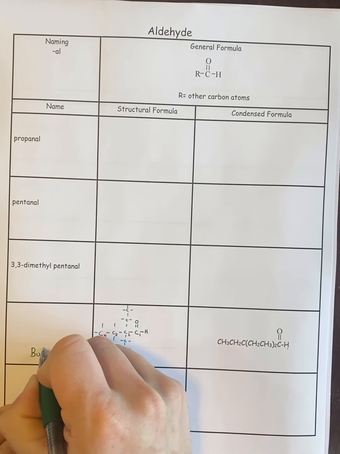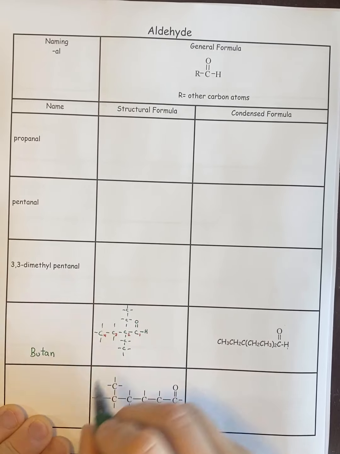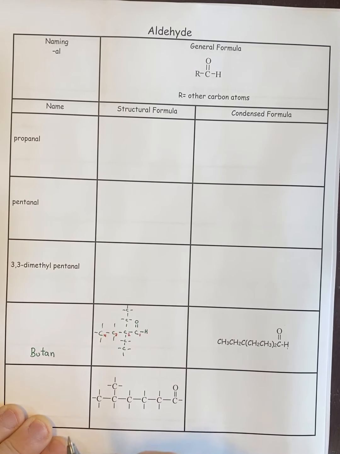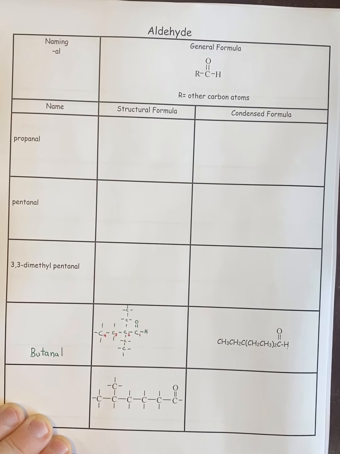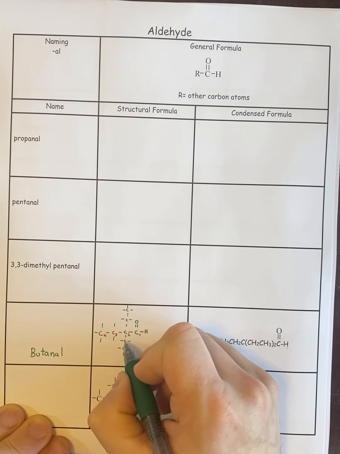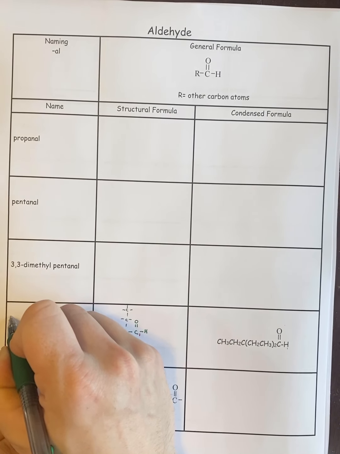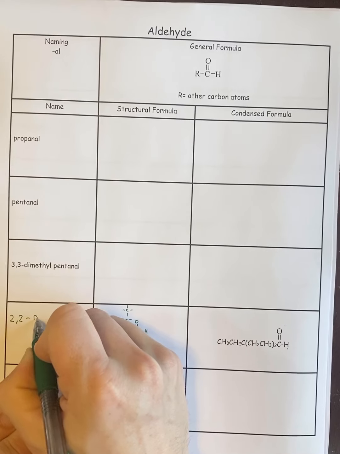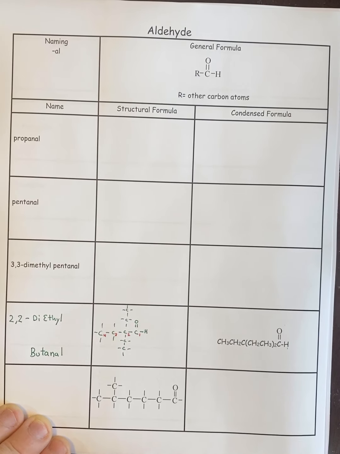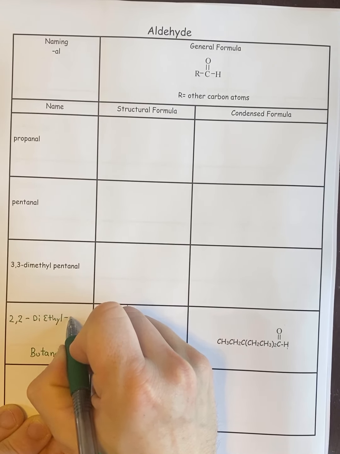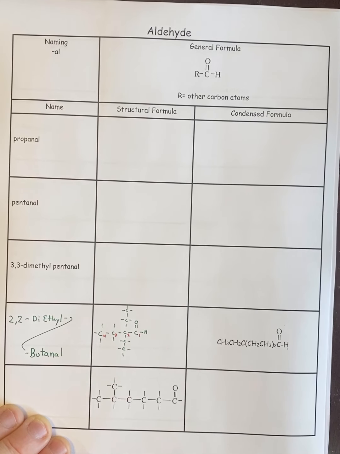It would be butane if it were just 4 carbons in a row. But for the aldehyde, and I get this off table R, I drop the E, I add al, so butanal. It doesn't need a number because aldehydes always have to be at the end of the chain, so that's never going to get a number. No aldehyde ever has one. But the 2 ethyl branches do need numbers, so this is going to be 2,2-diethyl butanal. So that's the full name.